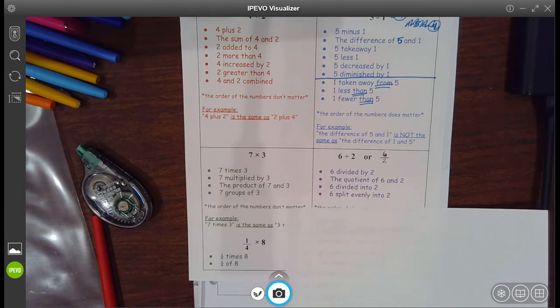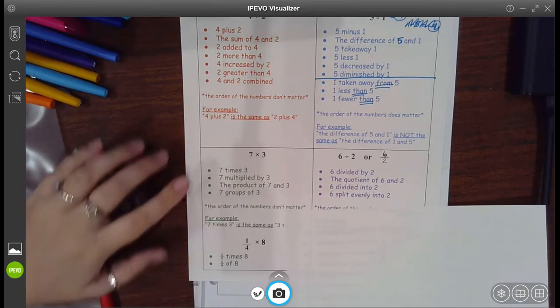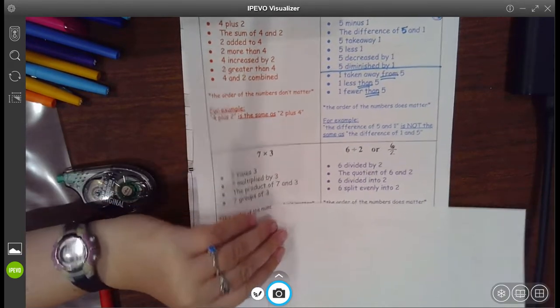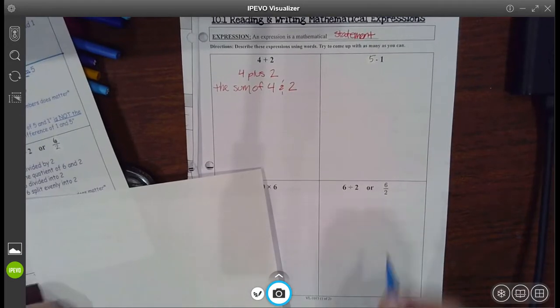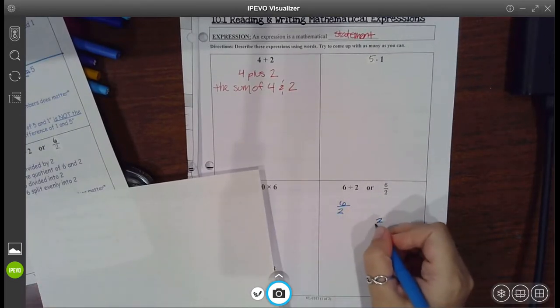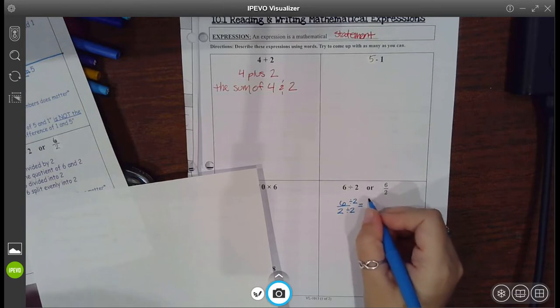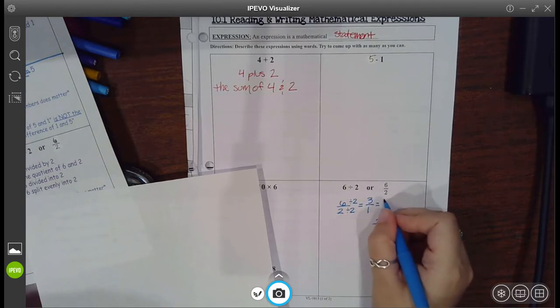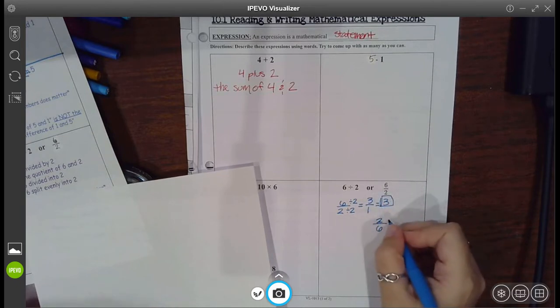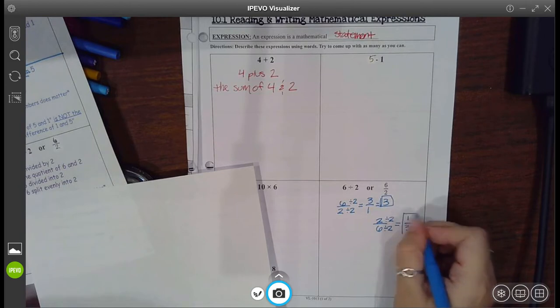Now, do you think the order matters for division? Think about it. Is 6 over 2 the same as 2 over 6? So let's look at this. Is 6 over 2 the same thing as 2 over 6? Well, what does this reduce to? If I reduce this by 2, this would reduce to 3 over 1, which is just 3. If I reduce this by 2, this fraction would become 1/3, and that's as small as it gets.